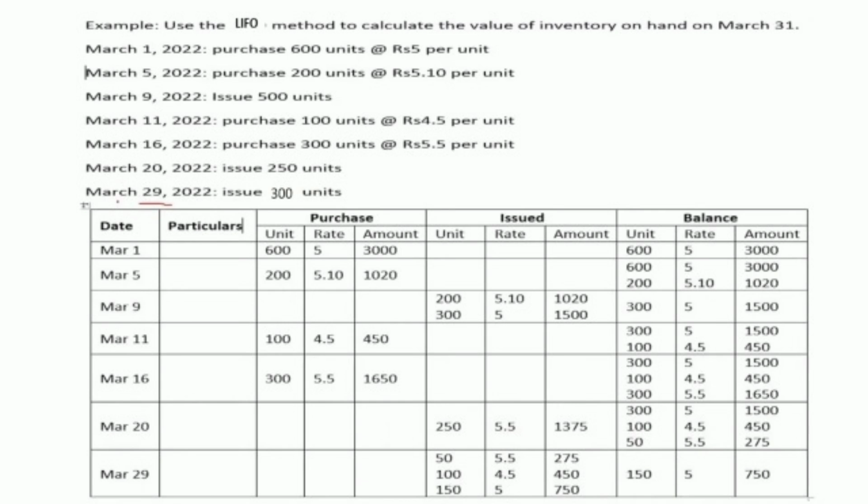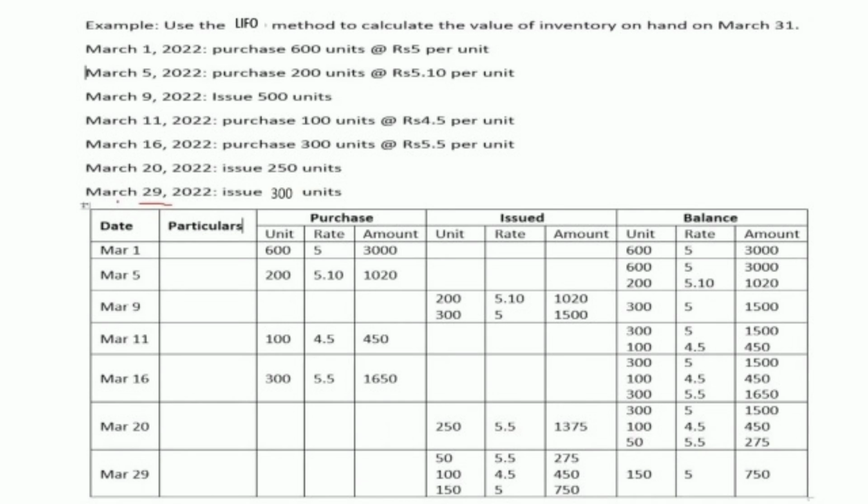Now the data given to us for this is that on 1st March the company purchased 600 units at the rate of rupees 5. Similarly, on March 5 the company purchased 200 units at rupees 5.10 per unit. Similarly, the rates for purchases made by the company on 9th March, 16th March, 20th March and 29th March are given here. So the format of the store ledger is something like this.